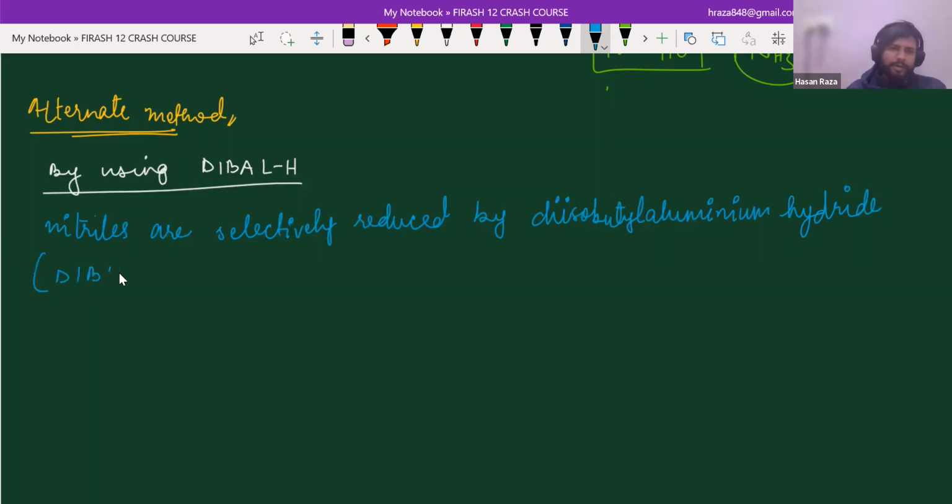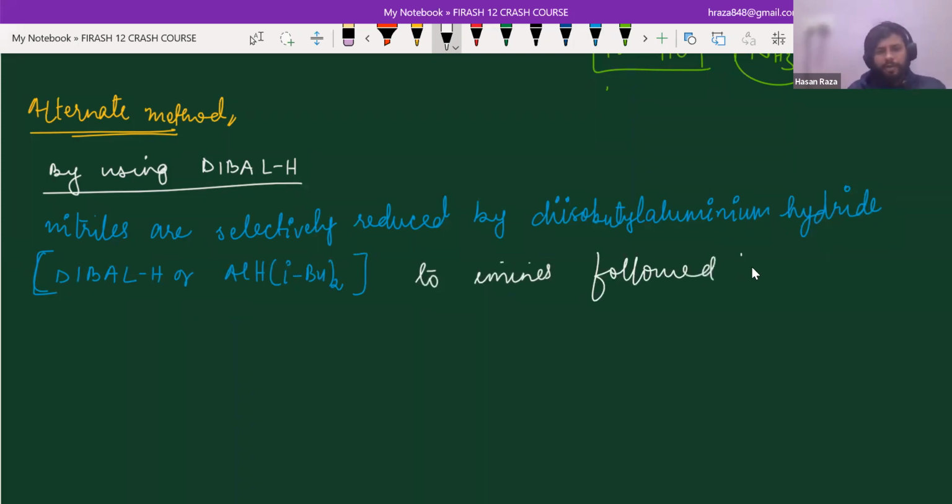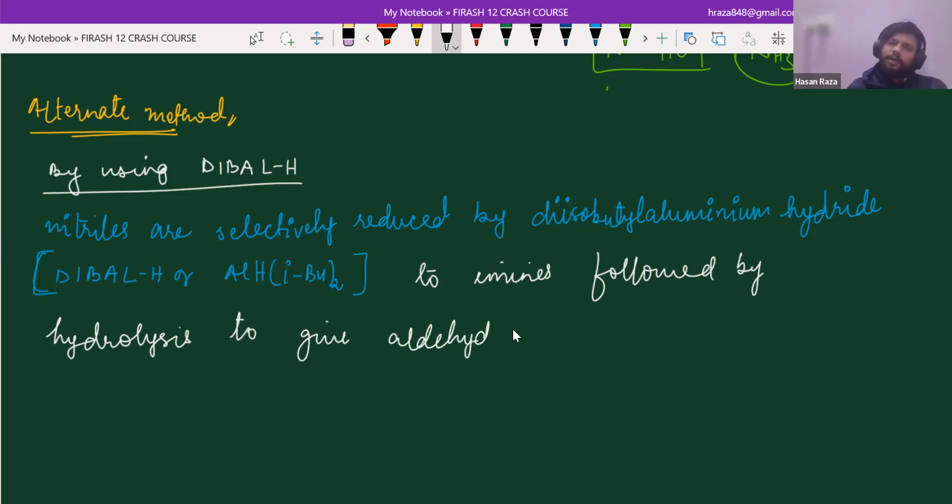DIBAL-H, or we also can write it as AlH(iBu)2. Nitriles are reduced by diisobutyl aluminium hydride to imines, followed by hydrolysis to give aldehydes. So it's very simple.